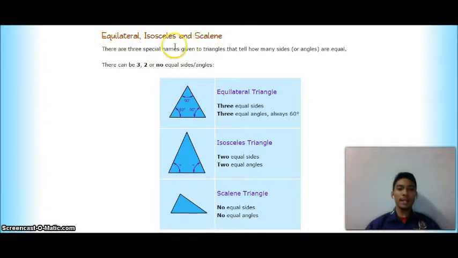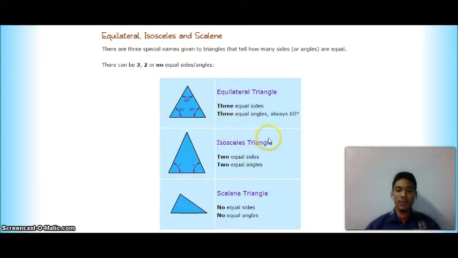Equilateral, isosceles, and scalene. There are three special names given to triangles that tell how many sides or angles are equal. There can be 3, 2, or no equal sides or angles. So if you look at this, there is the equilateral triangle. It has 3 equal sides, and its angles are 60 degrees, 60 degrees, and 60 degrees. It also has equal angles, 60 degrees, and equal sides.